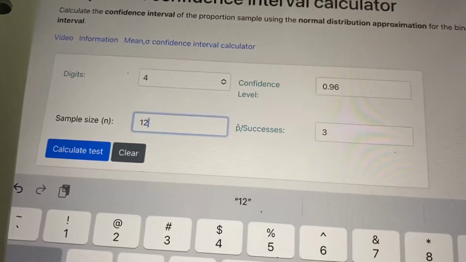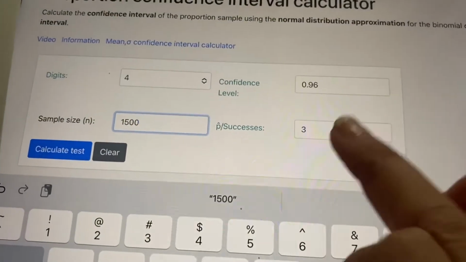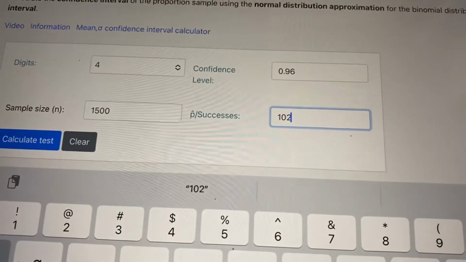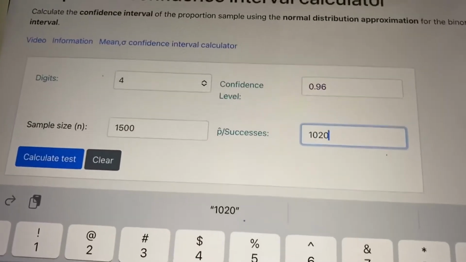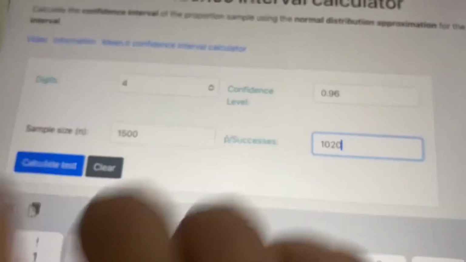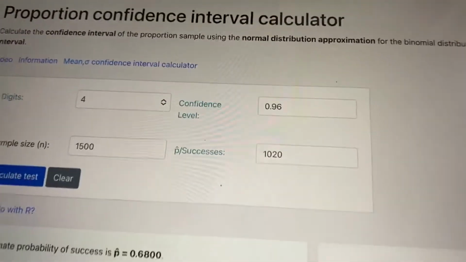Okay, my sample size 1,500. And the number of people who said yes, I'd agree with that I need to exercise more than I already do. So that's my information. That's all I have to tell my calculator, and it can do everything else. So I'm going to hit the calculate test.